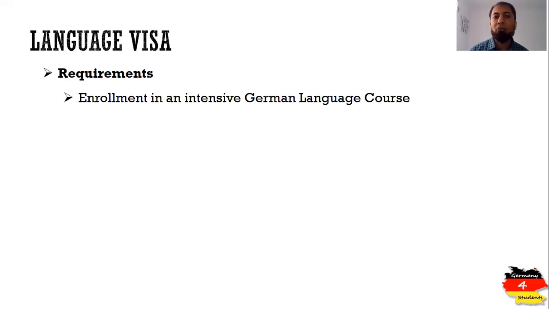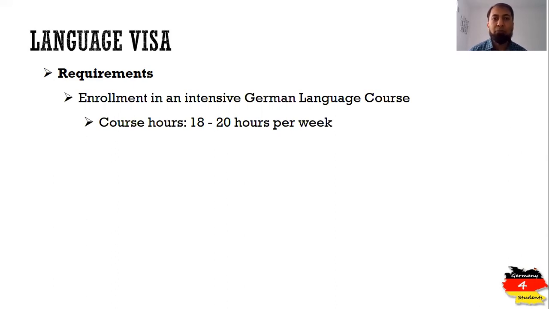So the requirement for language visa is that you must be enrolled in an intensive German language course, and the course duration must be at least 18 to 20 hours per week. So if you are enrolled in a course that is less than 18 to 20 hours per week, you will not be getting the visa because you do not fulfill this requirement. Therefore, get yourself enrolled in a course that has at least 18 to 20 hours per week.